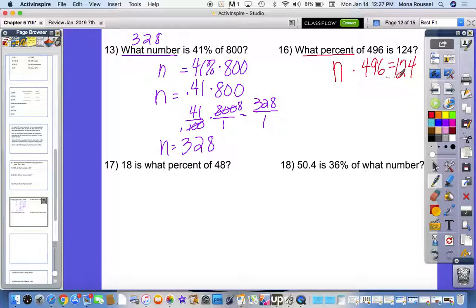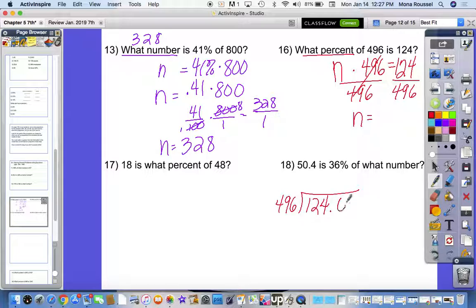So to solve this equation, again, we have to get n by itself. To get n by itself, we would have to divide both sides by 496. So 496 cancels here, and we can get n equals. But in order to find out what n equals, we have to divide 496 into 124, which means we have to add a decimal and 0. 496 goes into 1,242 times. We subtract.